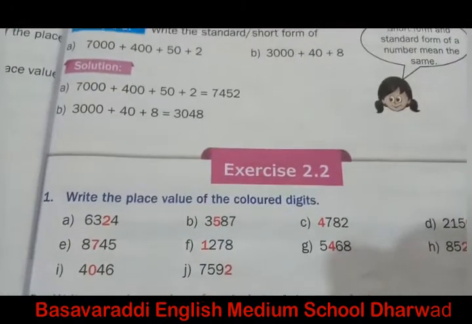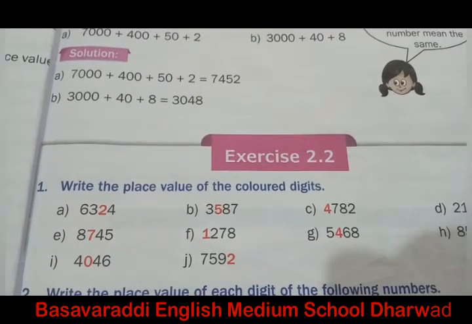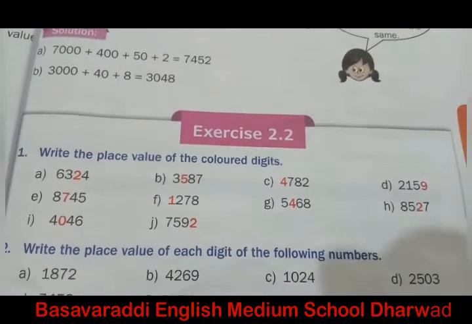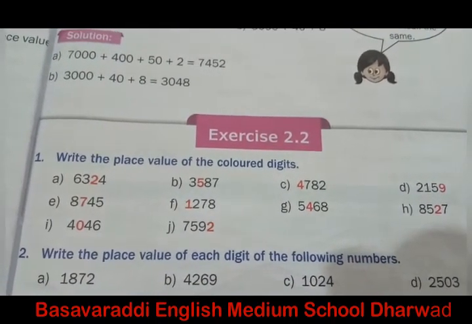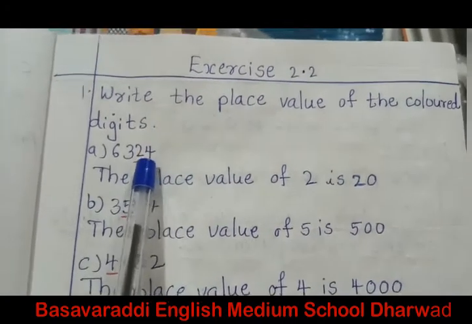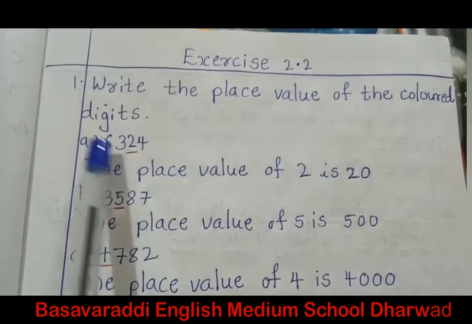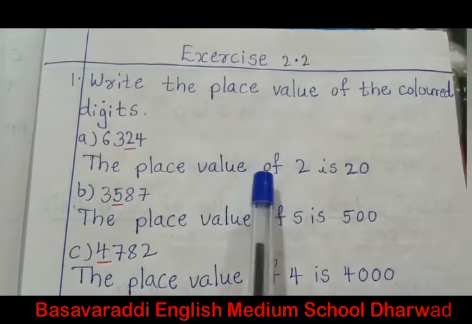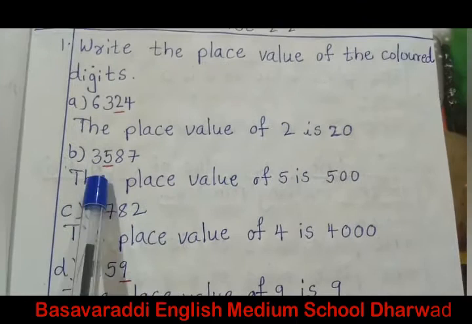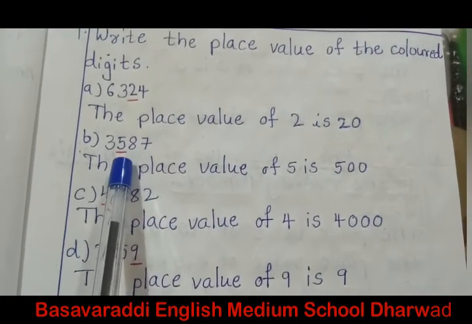Now we will move on to the exercise part. First one, exercise 2.2. First write the place value of the colored digit. Here the sums are there, we are solving them. First one, 6324. They are underlining 2, that is the tens place. The place value of 2 is 20. Second one, 3587. The place value of 5, underlined in red, is 500.